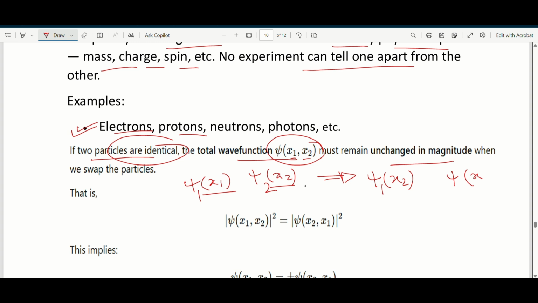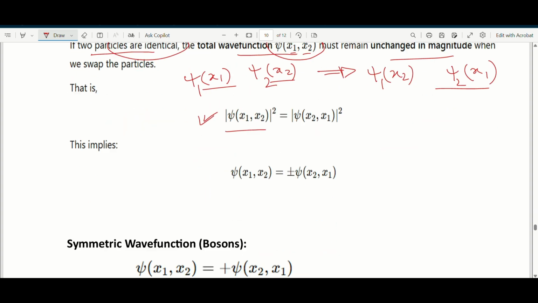So here it is said that the probability amplitude, that is the magnitude, will be the same. So the mod square of psi of x1, x2 will be the same as the mod square of psi of x2, x1. Okay, so this implies psi of x1, x2 equals plus or minus psi of x2, x1.